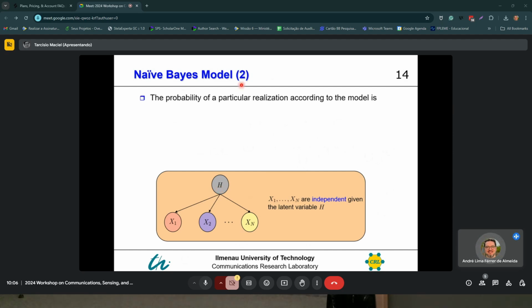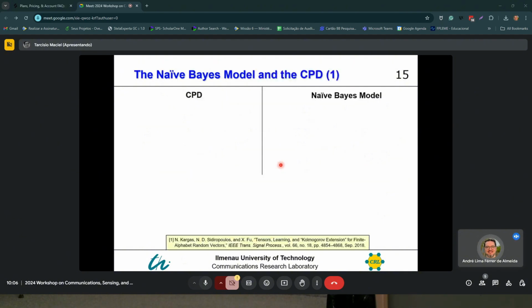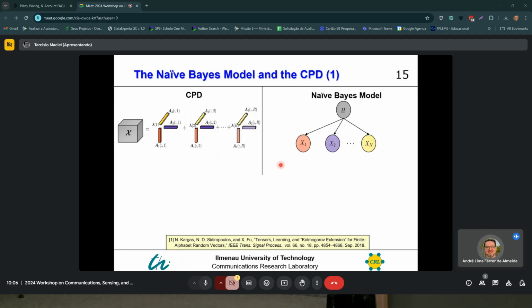Okay, so the probability of a particular realization according to this model is this joint probability. And here we have again the sum over the R values of our hidden random variable. This would be the probability of H being equal to r. And then we have the conditional probabilities, probability of x1 being equal to i1, given that H is equal to r, etc. Right? So again, we can write this as the product of these conditional probabilities. And of course, this looks like the CPD, right? The naive Bayes model looks like our CPD model.